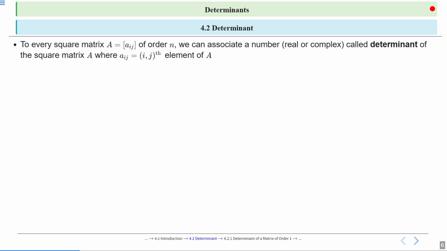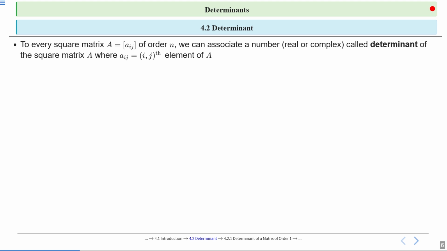So we can represent a square matrix A as [Aij] of order n. And carefully see, we only define a determinant for a square matrix. We cannot define it for any other matrix. We only define a determinant for a square matrix.